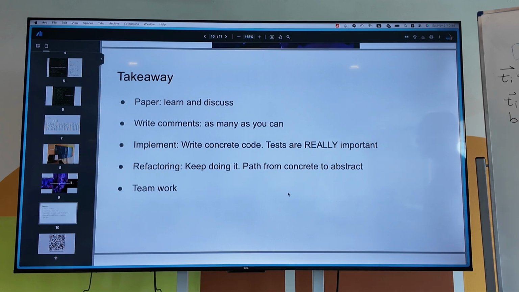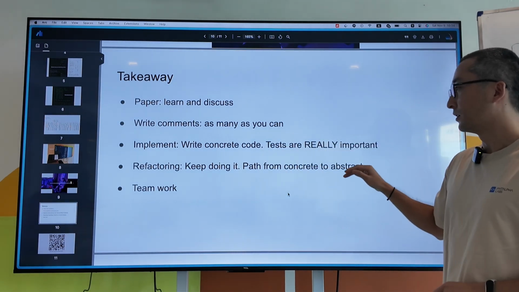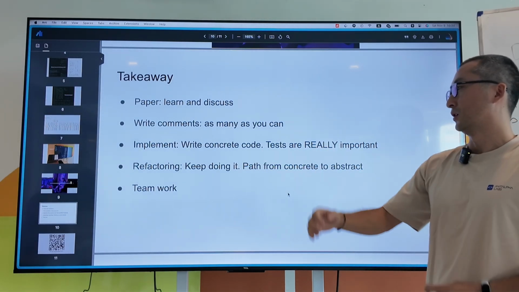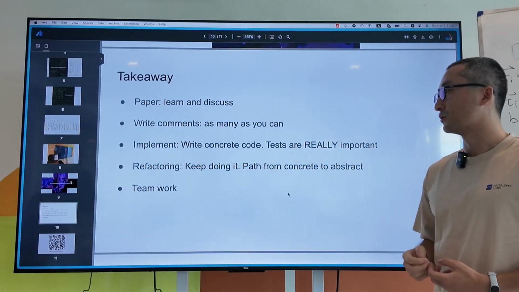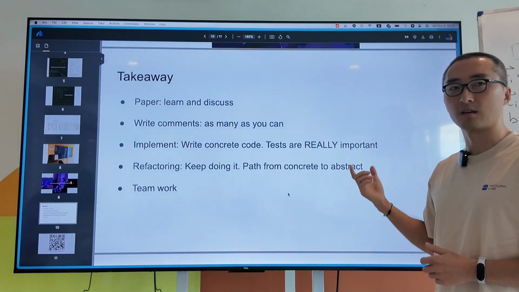So the takeaway is that for the paper, you learn, discuss, and read as many comments as you can, and then you do the implementation. You read concrete code. Tests are really important for that, and I think it goes from concrete to abstract: after many rounds of refactoring, your code will become abstract.